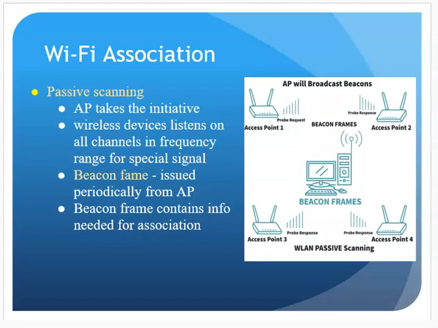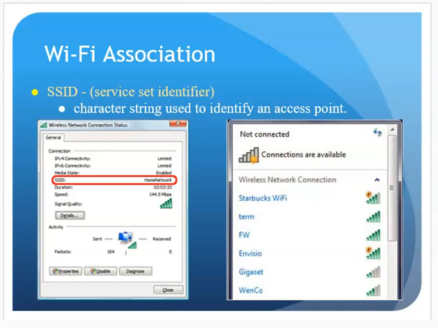Passive scanning, the access point takes the initiative. The wireless device is listening on all channels. A beacon frame is issued periodically from the access point, and the beacon frame contains info needed for association. Okay, so there's two different ways we could be dealing with that.